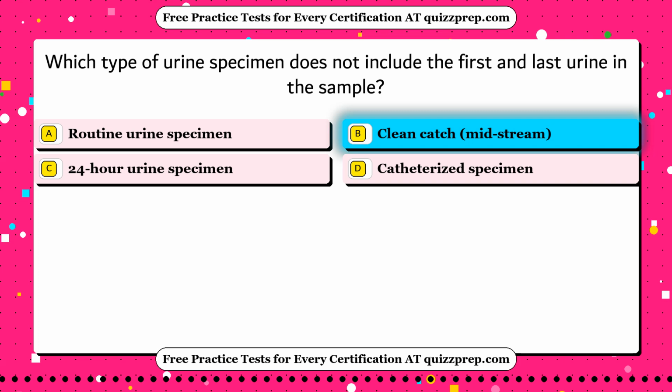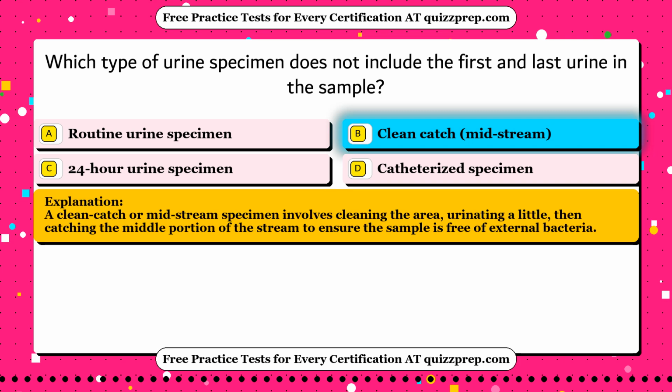The correct answer is Option B, clean catch, midstream. A clean catch or midstream specimen involves cleaning the area, urinating a little, then catching the middle portion of the stream to ensure the sample is free of external bacteria.